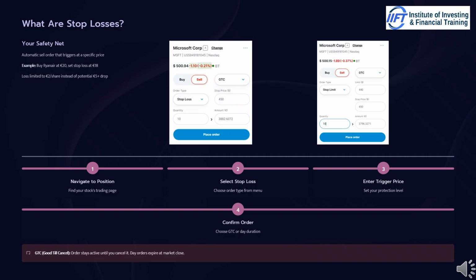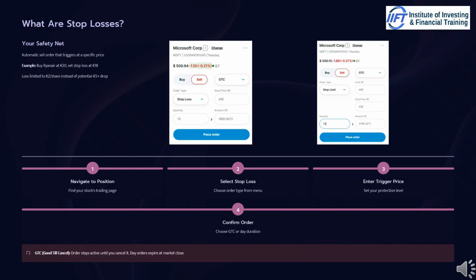So your stop loss is really your safety net in the stock market. Think of it like an emergency brake on your car. A stop loss is an automatic sell order that you put in place after buying your stock. It will sit there and trigger when the stock price hits the certain price that you've set, protecting you from a bigger loss.